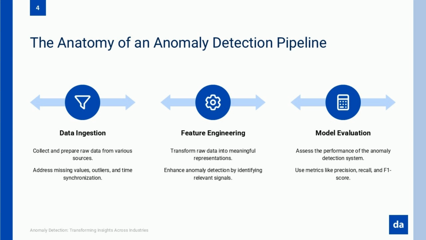Once your data is properly collected and cleaned, the next critical component enters: feature engineering. This transformative stage converts raw data into meaningful representations that amplify the signal of anomalies while suppressing background noise. Feature engineering is where domain knowledge and data science expertise intersect to create powerful detection capabilities.